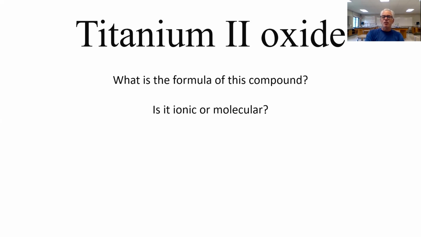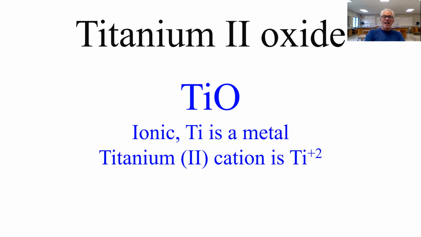Titanium also makes a positive 2 ion. So write it. Ti plus 2, O negative 2, crisscross. 2 to 2. What does John Dalton say? 1 to 1. T-I-O. TiO.